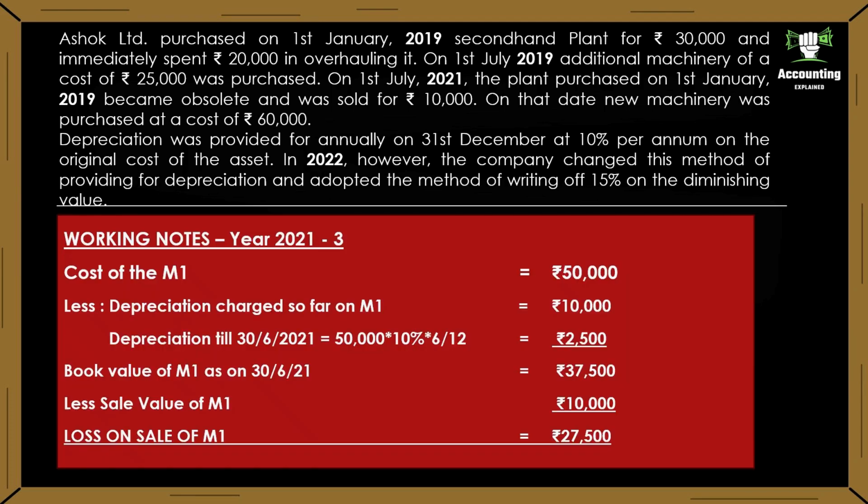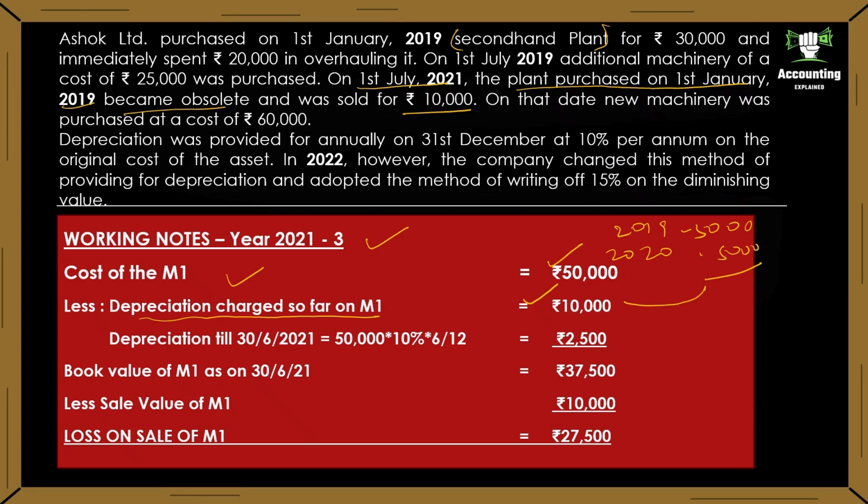So we are now going to do the working notes for the year 2021, that is working note number 3. On 1st July 2021, the plant purchased on 1st January 2019 became obsolete and was sold for 10,000. That is the second hand plant which we purchased for 50,000. Now we are going to calculate whether we have earned profit or incurred loss on the sale of machinery, that is M1. Cost of M1 is 50,000, less depreciation charged so far on M1, which is 10,000. In 2019 we charged 5,000, and again in 2020 we charged 5,000, so the total comes to 10,000. You can refer to our working notes 1 and 2 if you have doubt.